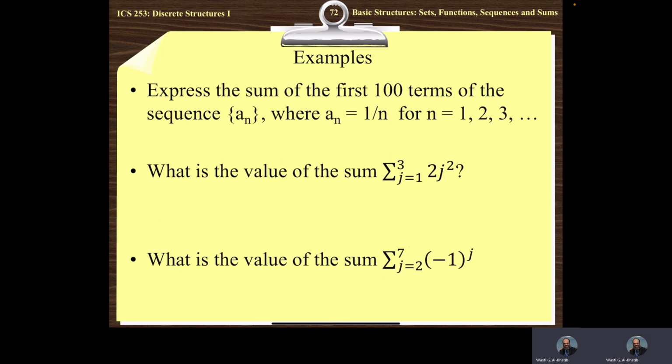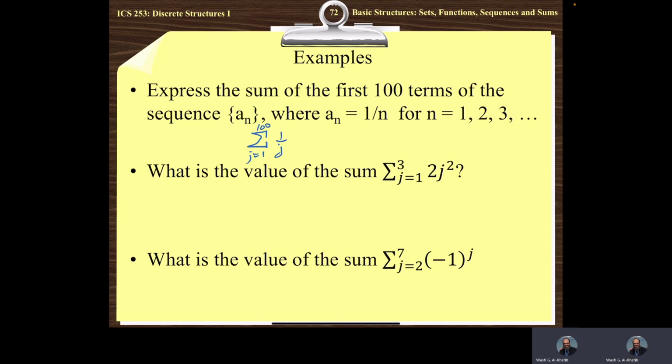Okay, come on guys. First one. Express the sum of the first 100 terms of the sequence an, where an is equal to 1 over n for n equal 1, 2, 3 up to 100, as a summation. What should I write? Sigma j equal 1 up to 100 of 1 over j, not 1 over n. So this is the sum of the first 100 terms.